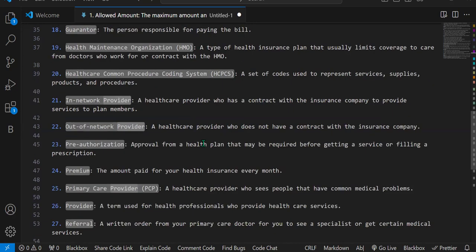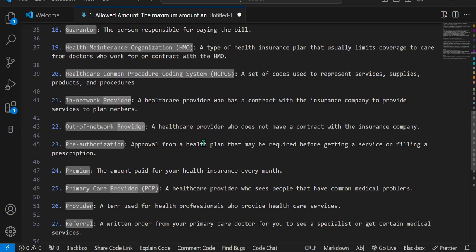Pre-authorization. Approval from a health plan that may be required before getting a service or filling a prescription. So pre-authorization means, for example, for important services, for big surgeries, you will have authorization numbers. The insurance company will give that authorization number to the patient.